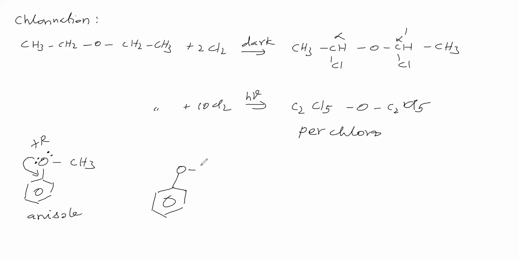Okay, suppose OH. Now see, the lone pair is there. So this oxygen atom is directly attached to the phenyl ring. It has a lone pair. Therefore, it will show plus R effect. Plus R effect in the sense it will activate the phenyl ring towards electrophilic substitution, and it will act as ortho para director. It will direct the electrophile to attack at ortho and para positions.